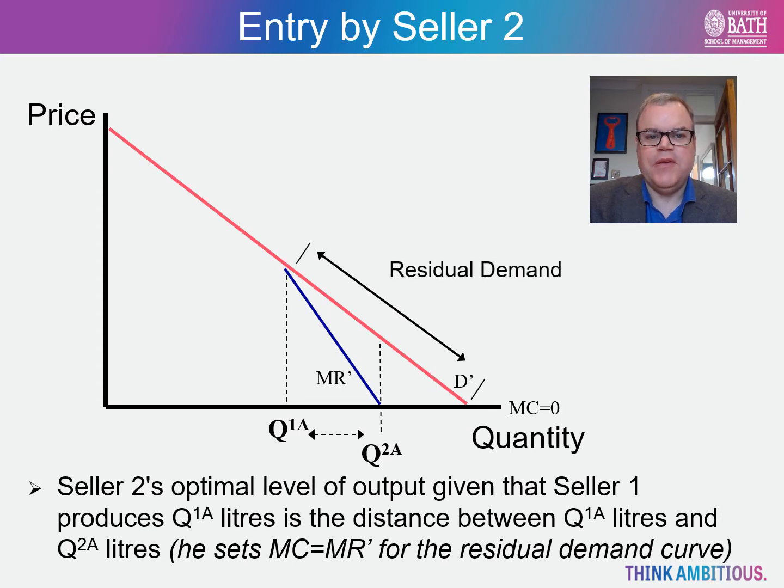Seller 2 will look at this residual demand curve, and of course it has its own associated marginal revenue curve, the MR' which is shown on the diagram. Seller 2 also faces zero marginal costs. After all, the water runs from a spring and it's free. And so he will maximise profits when marginal costs equals marginal revenue, and so will produce Q2A units of output. And this is equivalent to the distance between Q1A and Q2A as shown in the diagram.